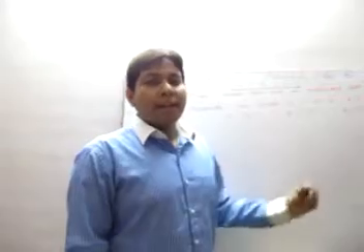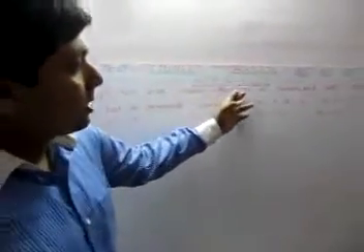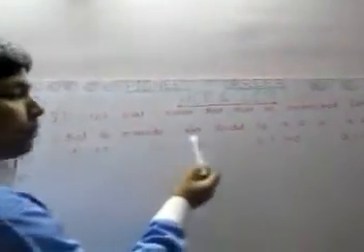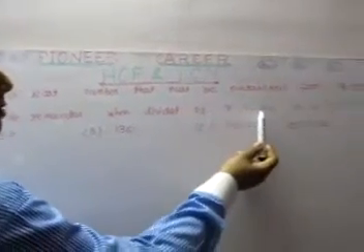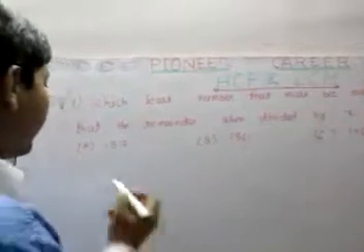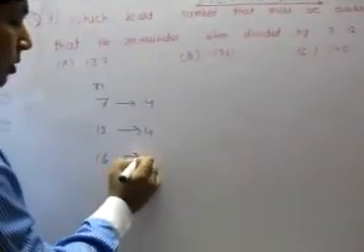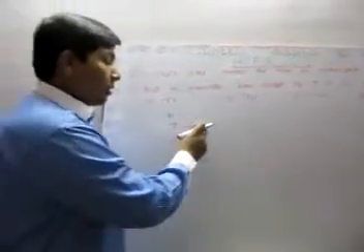Next question is from CAT 1994. The question is: which least number must be subtracted from 1856 so that the remainder when divided by 7, 12, 16 is 4? That means we need to find a number n just less than 1856 such that n when divided by 7 gives remainder 4, when divided by 12 gives remainder 4, when divided by 16 gives remainder 4. We all know this is the LCM type 1 question where the remainder is constant.